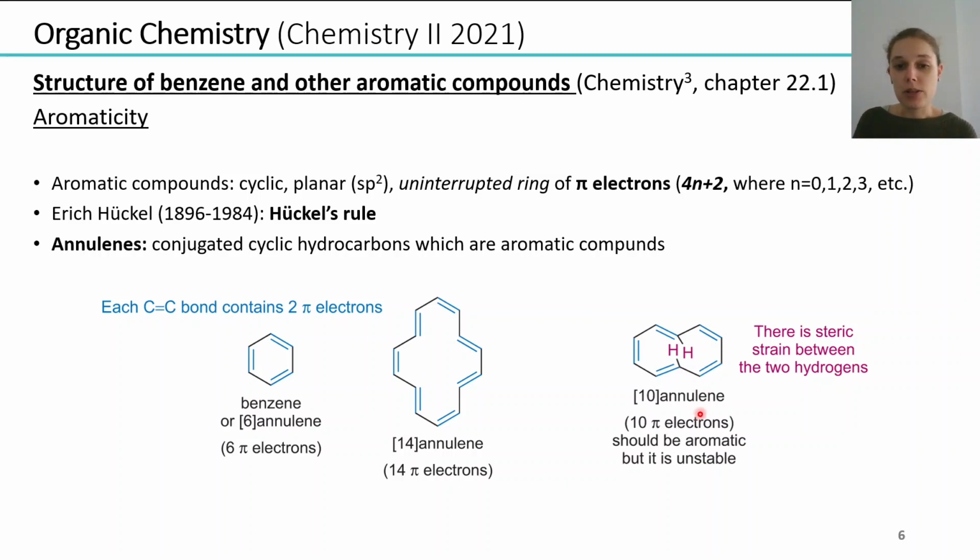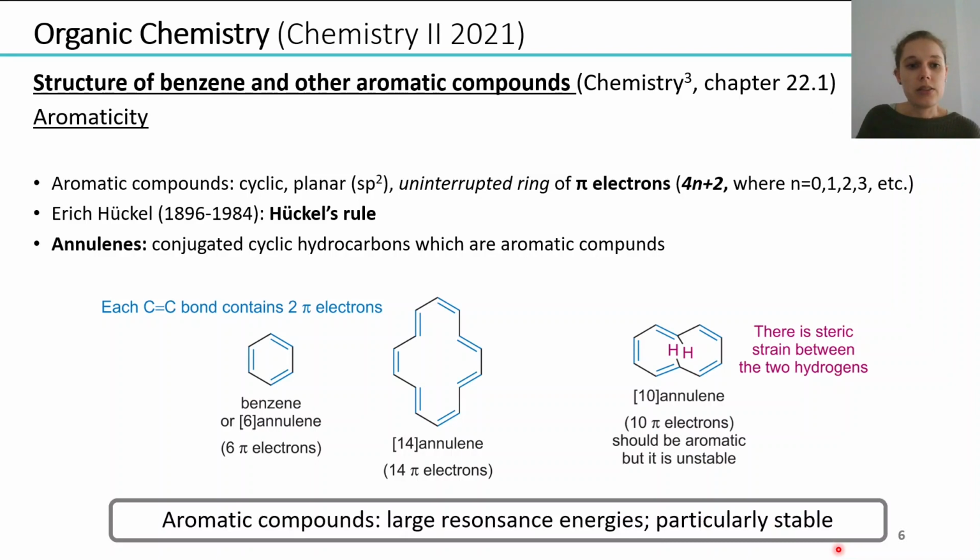However, what is now important is that we have here a steric strain between the 2 hydrogen atoms, and this is very important to recognize because, due to this steric strain, the 2 internal hydrogen atoms prevent the ring from being planar. The rule that we should have a planar compound does not hold for this molecule, and this molecule is not stable. So in general, we can say about aromatic compounds that these compounds are particularly stable and they have large resonance energies.